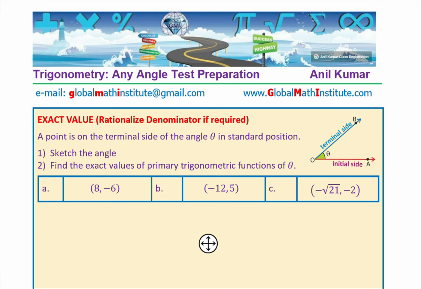Now, many times we need to find the trigonometric ratios when you are given a coordinate point. So this type of question is, a point is on the terminal side of the angle theta in standard position. So in standard position means that the initial arm is along the x-axis. Do you see that? The initial arm is along the x-axis. And the terminal side of that angle is opening counterclockwise.